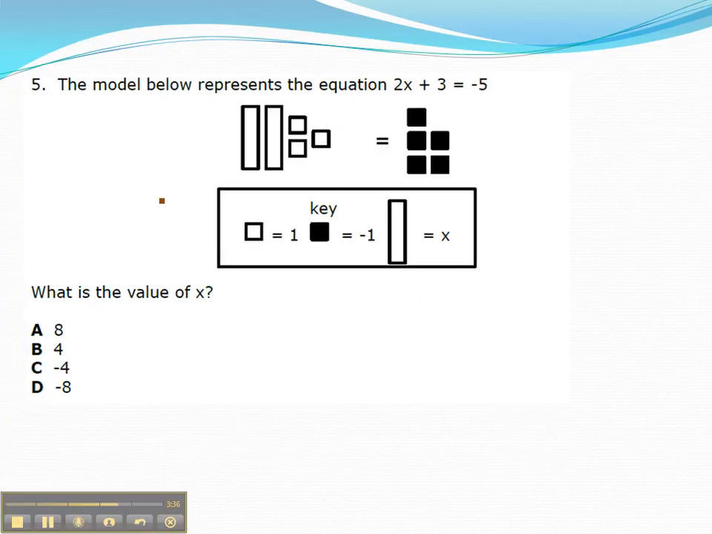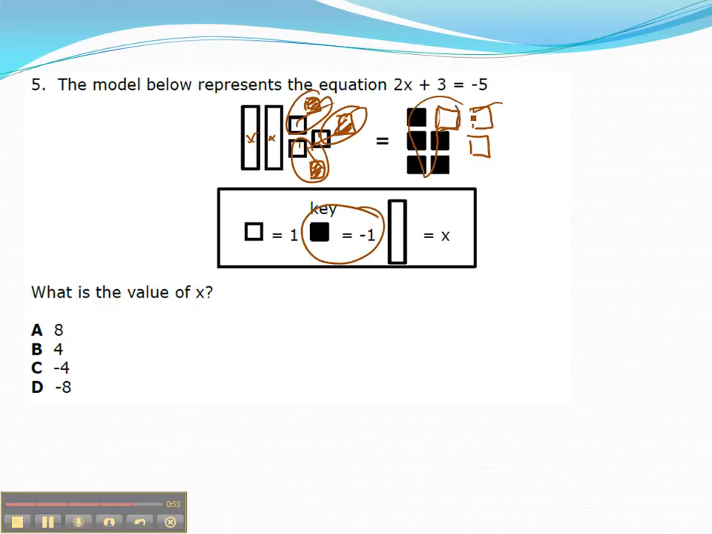Problem 5. The model below represents the equation 2x plus 3 equals negative 5. 2x's plus 3 equals 5 negatives here. Looking at the key, that's right. So we can't subtract the 3 chips from this side because we don't have 3 to subtract from the other side, so we add 3 negatives to give me 3 zero pairs, so they go away. They each equal 0, and then I would have to add 3 over here. So I get 2x equals 8, and then if we make 2 equal groups, x equals 4.